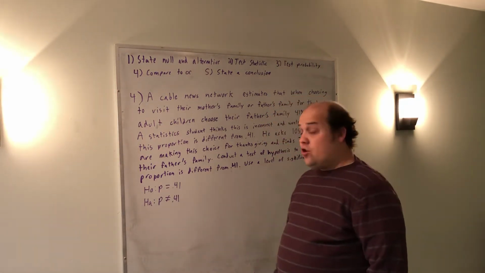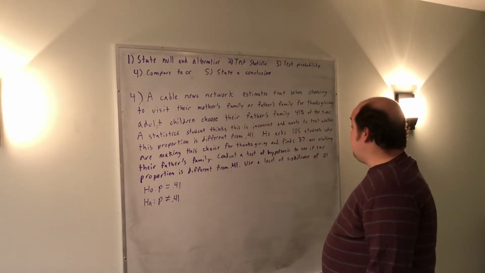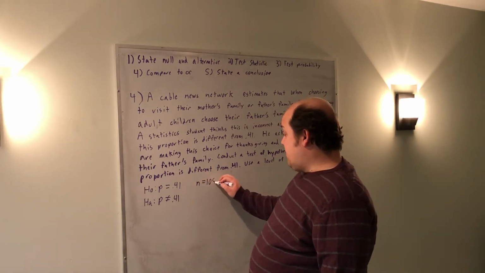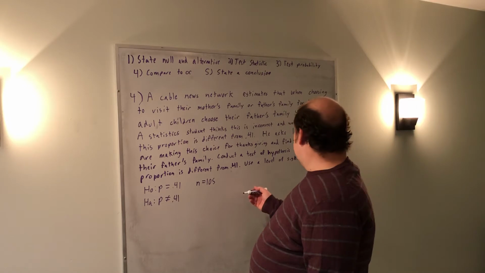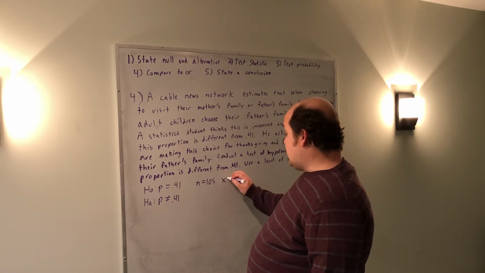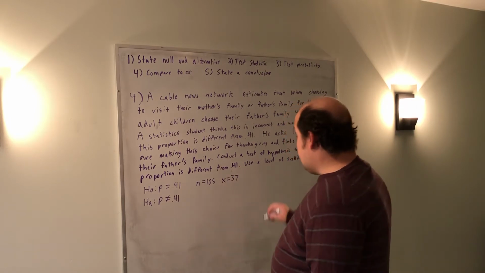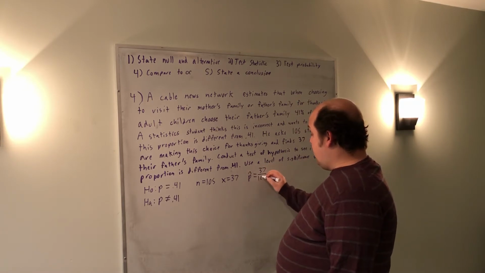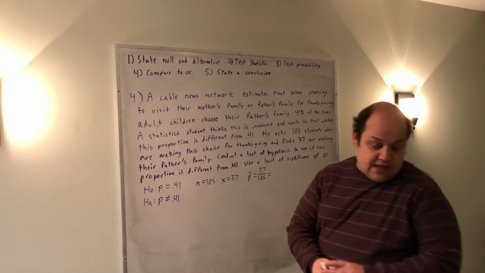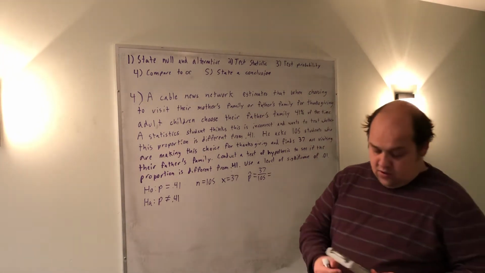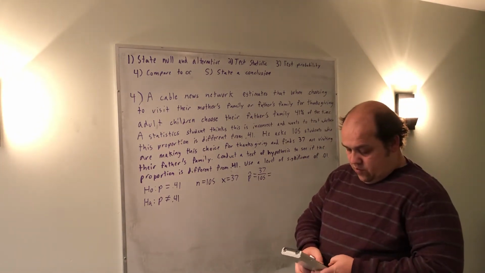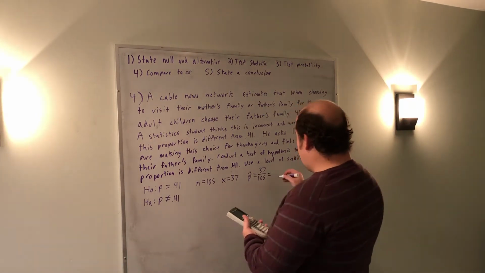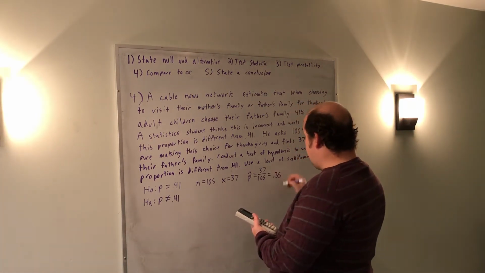Now that we have a null and alternative, we want to pick out the other key information here. He asks 105 students, that's my n or my sample size. Of them, 37 are visiting their father's family, that's my x, 37. I can use these two to calculate my p hat of 37 over 105. When I put that into my calculator, 37 divided by 105 gives me 0.352, which I'm going to call 0.35.